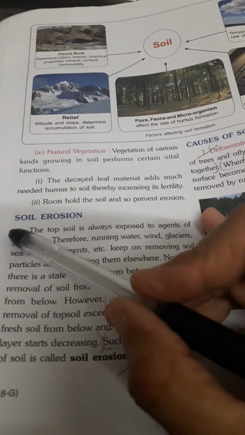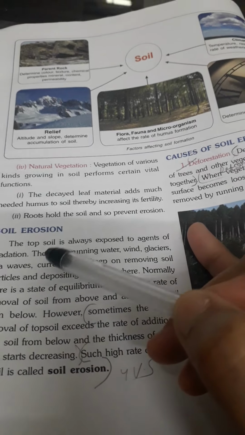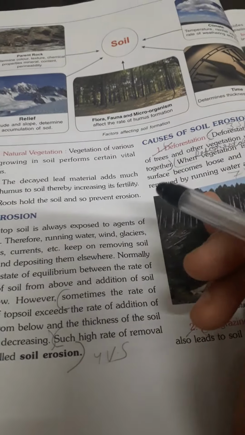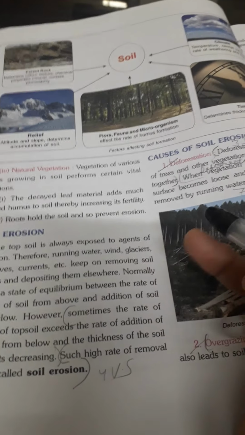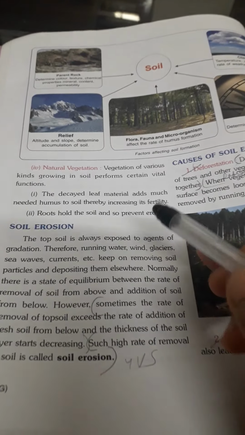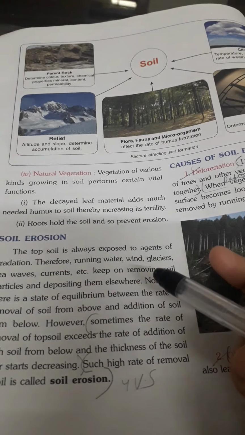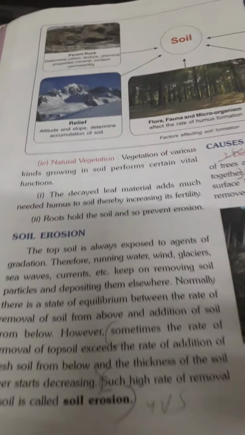Our next topic is soil erosion. The removal of soil, whether by wind or water, is known as soil erosion. Many factors are there for soil erosion. Natural factors are there, and human factors are also there.